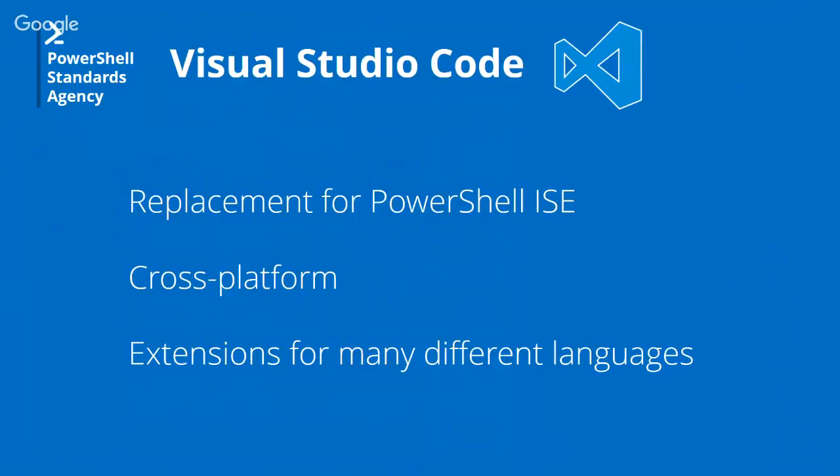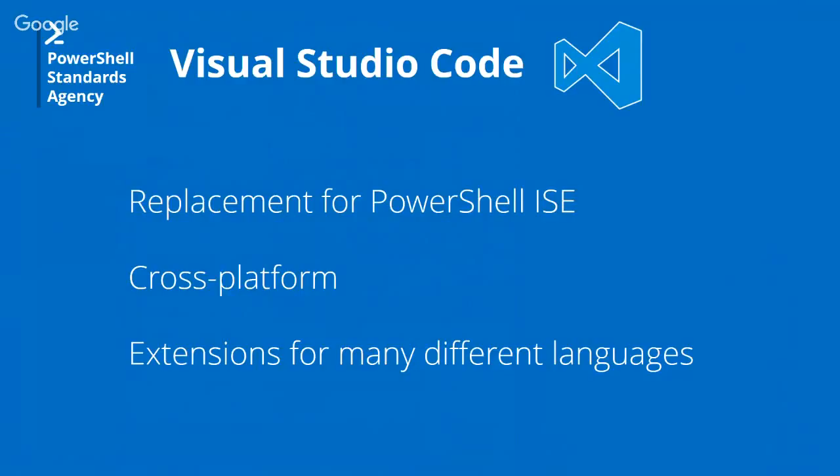So anyway, Visual Studio Code. Visual Studio Code is the replacement for PowerShell ISE that ships with Windows. Microsoft is going to put all of its development efforts into Visual Studio Code. It will still do updates to PowerShell ISE as long as there are security updates, but all their effort is into Visual Studio Code. The main reason for that is because it's cross-platform. You can run Visual Studio Code on Windows, Mac OS, and Linux.